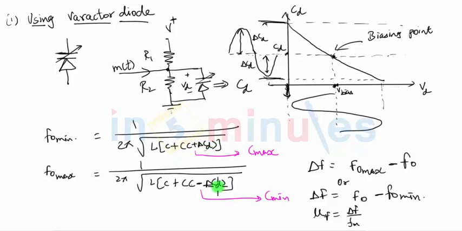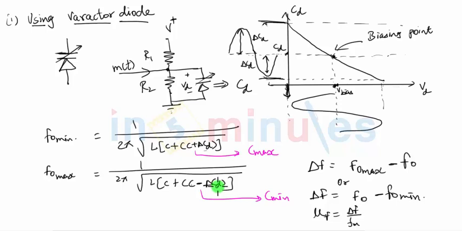So the final conclusion says that it is very difficult to obtain a large range over which the capacitor can be varied if you use a device like a varactor diode. A varactor diode can give you variable capacitance but not over a very large range, and hence the range over which F4 can be changed will also not be very large. And hence the use of a varactor diode is suitable in generation of narrow band FM, where delta F should not be very large, or in other words mu F, the modulation index, should not be very large.